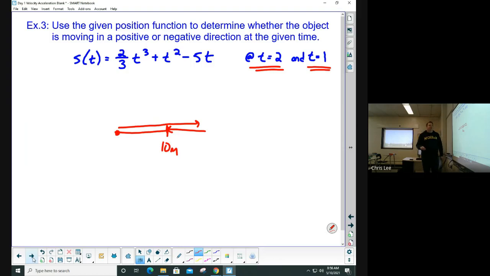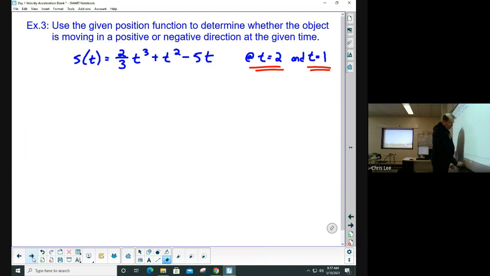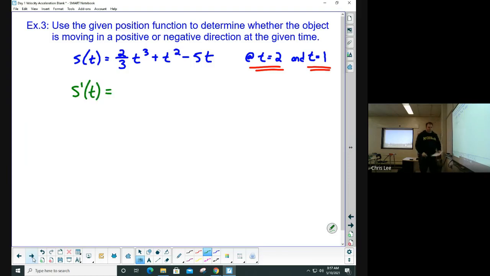Because our distance is just going to tell us how far it is. What I want to know is whether it's moving in the positive or negative direction. That's where I'll need the derivative. I'm going to examine the slopes of the tangents. So I'll differentiate my distance function, which gives velocity.